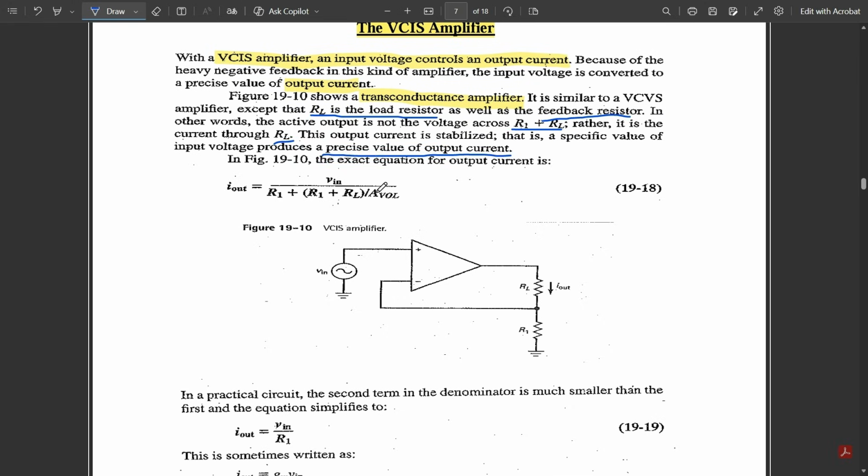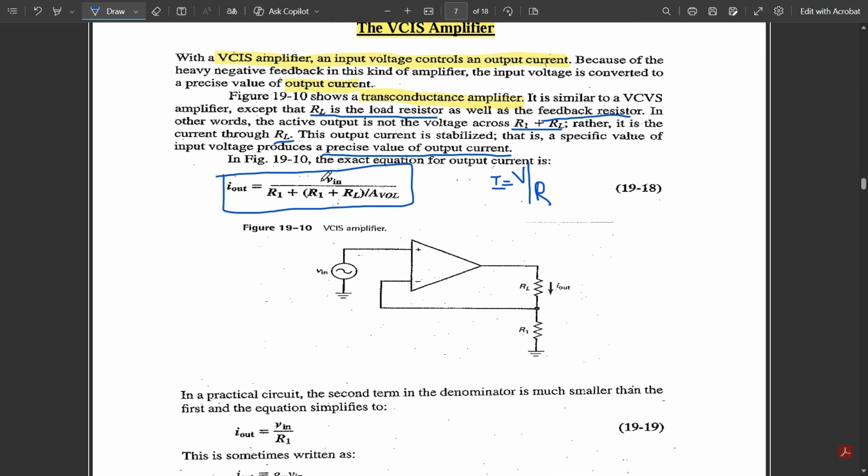Okay, so in the figure below, the exact equation for output current with respect to the voltage divider condition would be given as something like this: I out is equal to V in, that is the input voltage, divided by R, because we know from Ohm's law that I is equal to V by R, right? So with respect to that, you need to write the equation for I out.